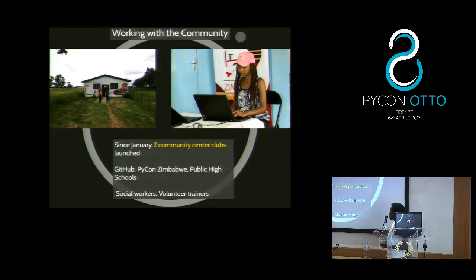And then we also have volunteer trainers from within the different communities whom we teach how to code, so they volunteer in exchange for learning the skill of Python programming as well.